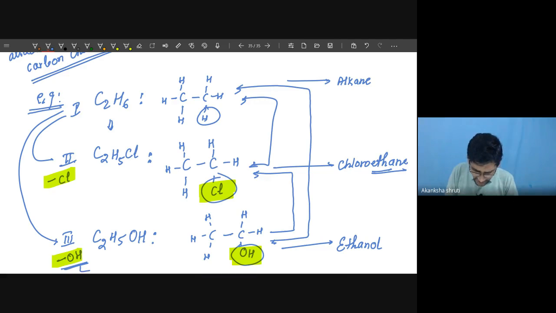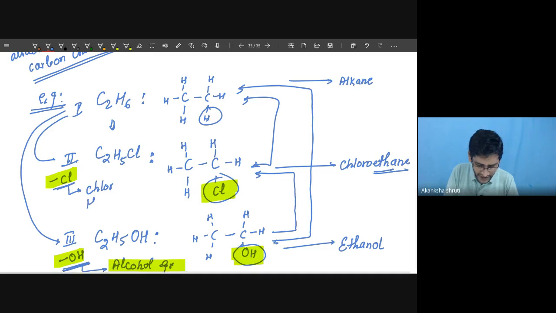So therefore this group of atoms which decides the characteristic is called a functional group, and if the group is of oxygen and hydrogen acting as OH, it is called the alcohol group. But if in place of this OH we are taking only chlorine, Cl, it is called the chloro group. Or maybe fluorine or bromine, so the better term is halo group. Get it?